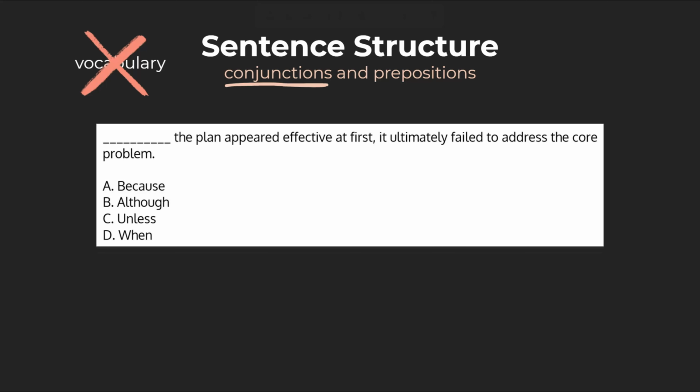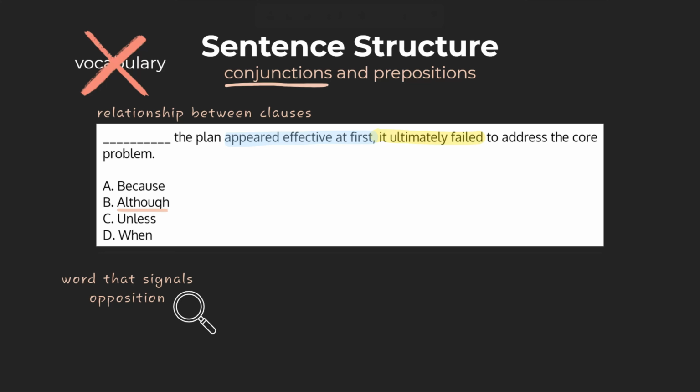Blank the plan appeared effective at first, it ultimately failed to address the core problem. A. Because, B. Although, C. Unless, or D. When. Here, the key to the sentence is the relationship between the two clauses. The second clause tells us that the plan ultimately failed, which contrasts with the idea that it appeared effective at first. This contrast shows us we're looking for a word that signals opposition between the clauses. Although establishes that contrast clearly.